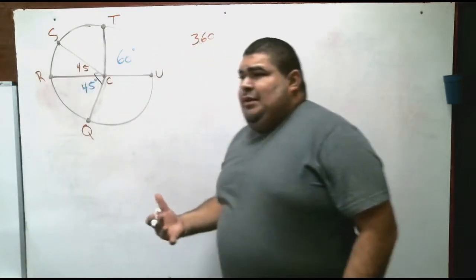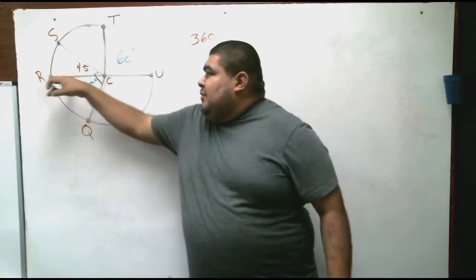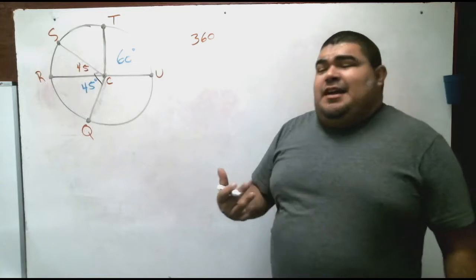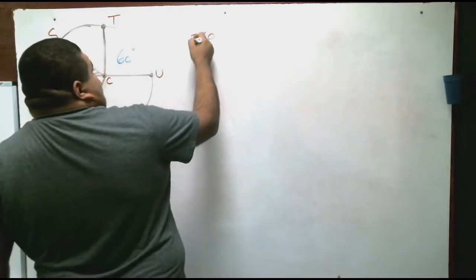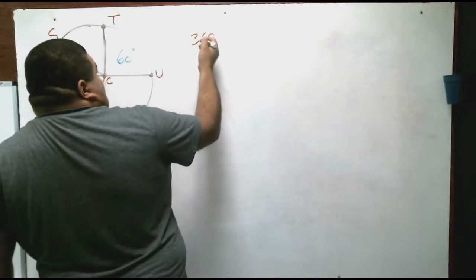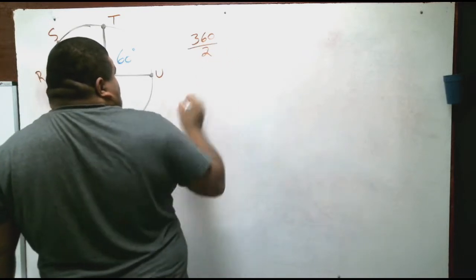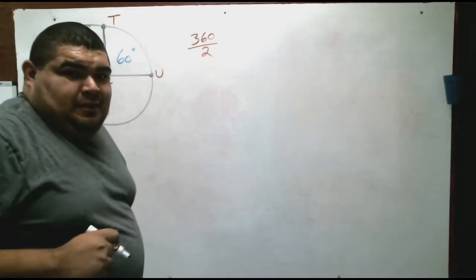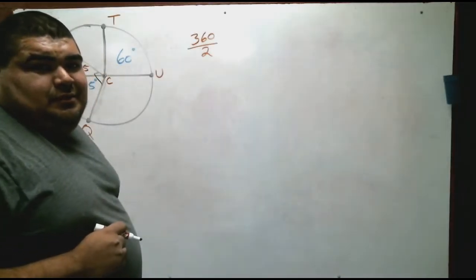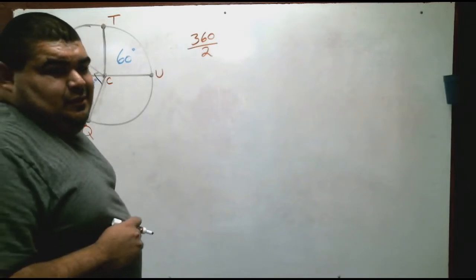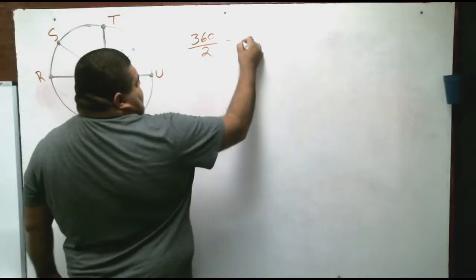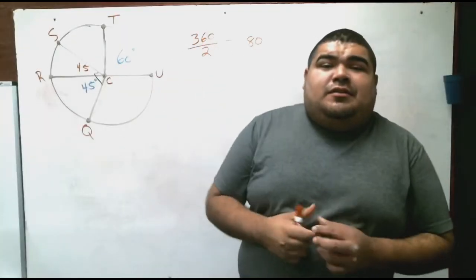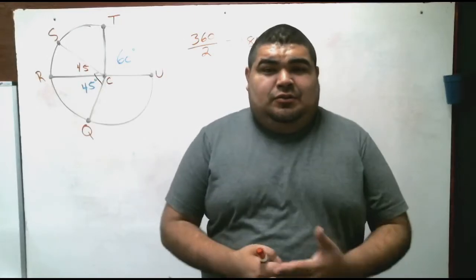So what happens when a diameter cuts the circle in half? Cuts the same number in half, right? It cuts 360 in half. So we're gonna cut it, or we can also say divide it by 2, because now there's 2 pieces. Does anybody know what 360 divided by 2 is? 180, right? So equals 180, okay? If you need a calculator, that's fine. Go ahead and get one, use it, okay?